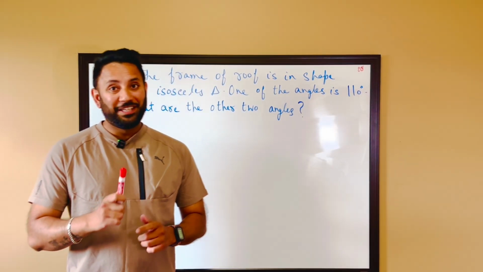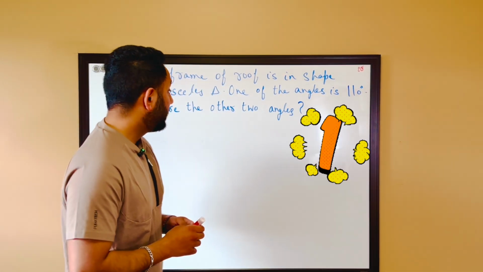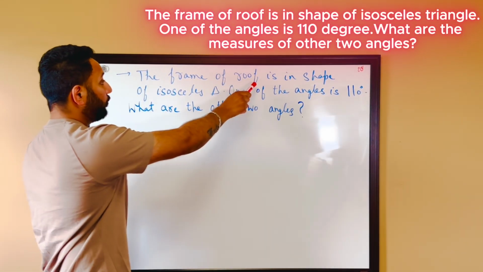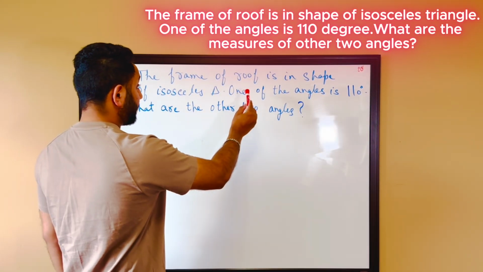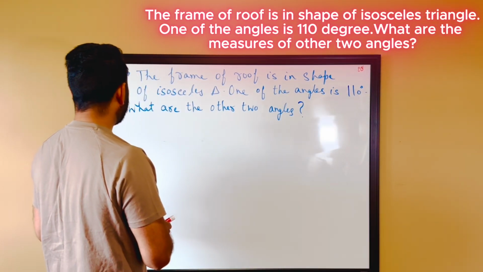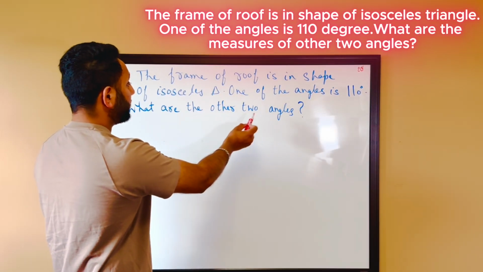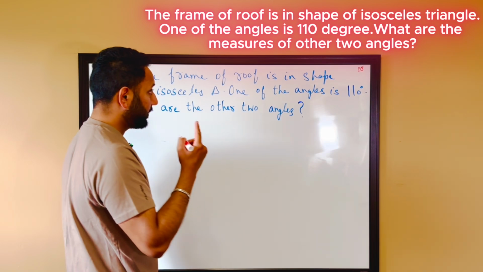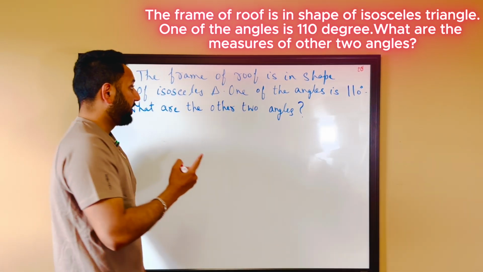Now we're gonna do two basic examples in order to understand what we have learned so far. Our first example is: the frame of a roof is in the shape of an isosceles triangle, and we are given one of the angles is 110 degrees, and we need to find out the size of the other two angles. In an isosceles triangle, two of the sides and two of the angles are equal.